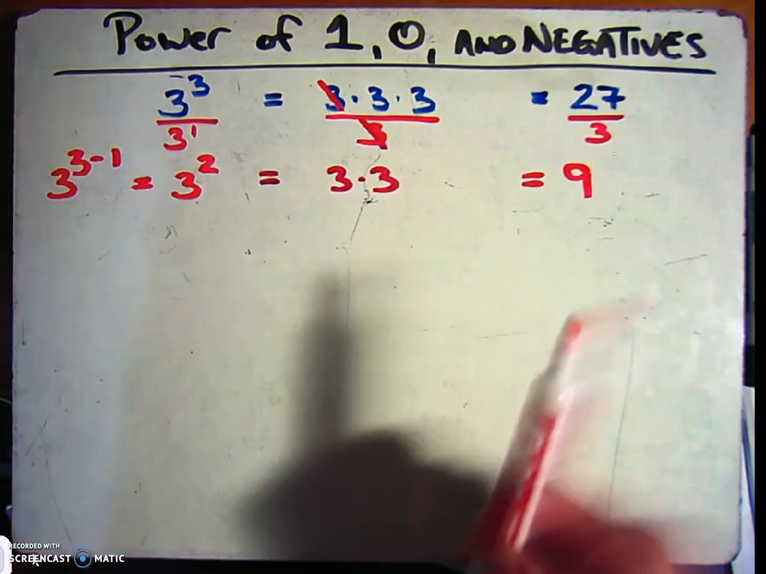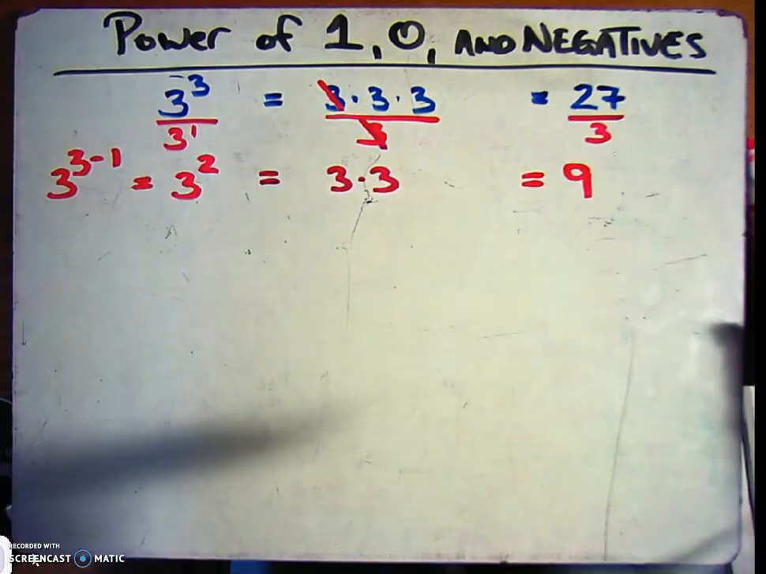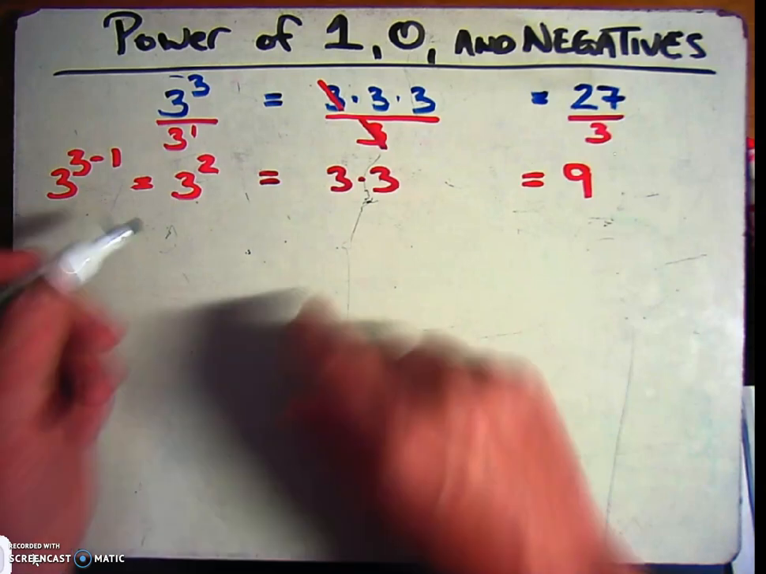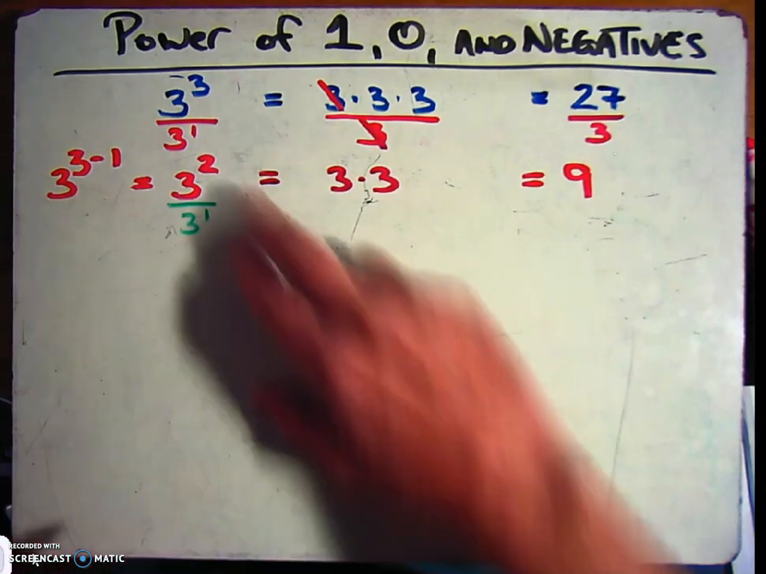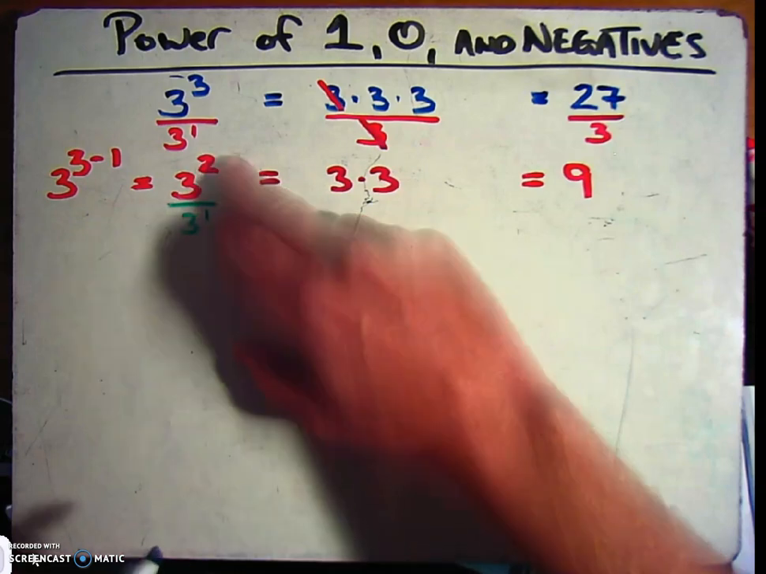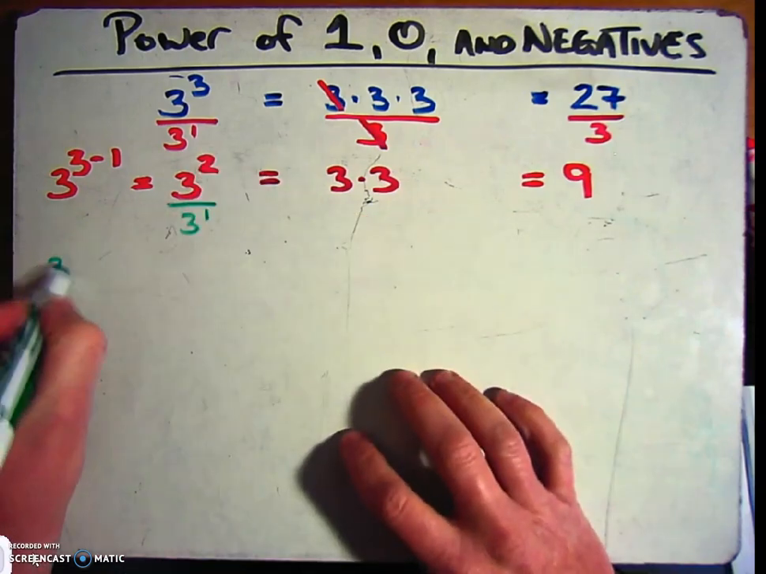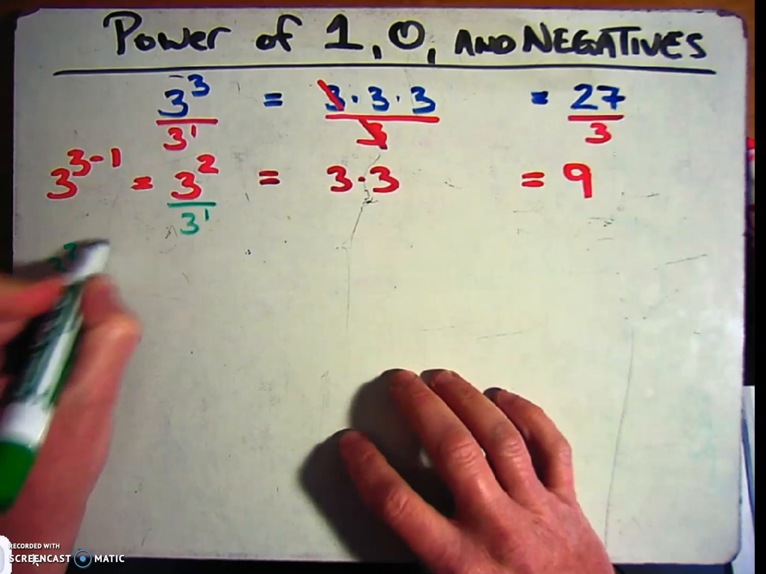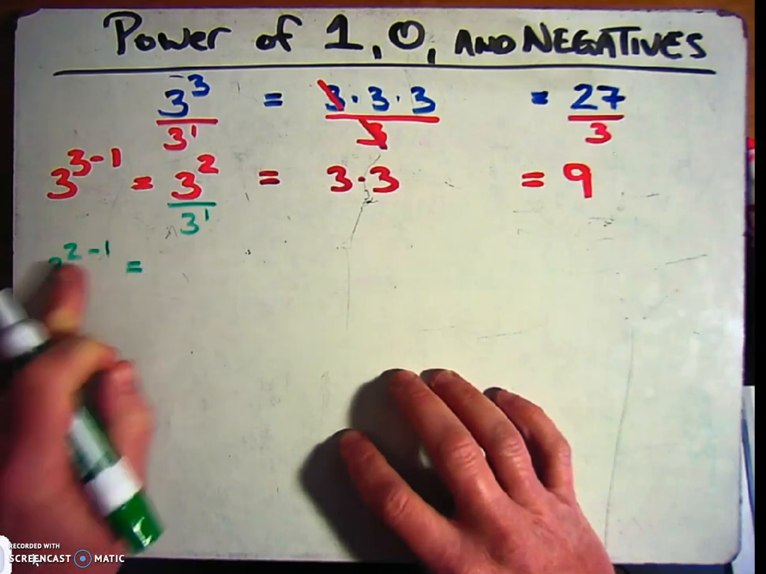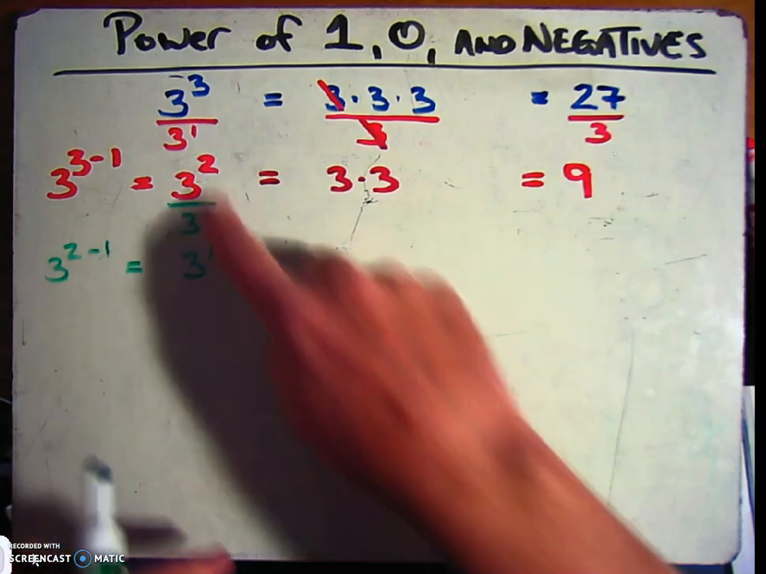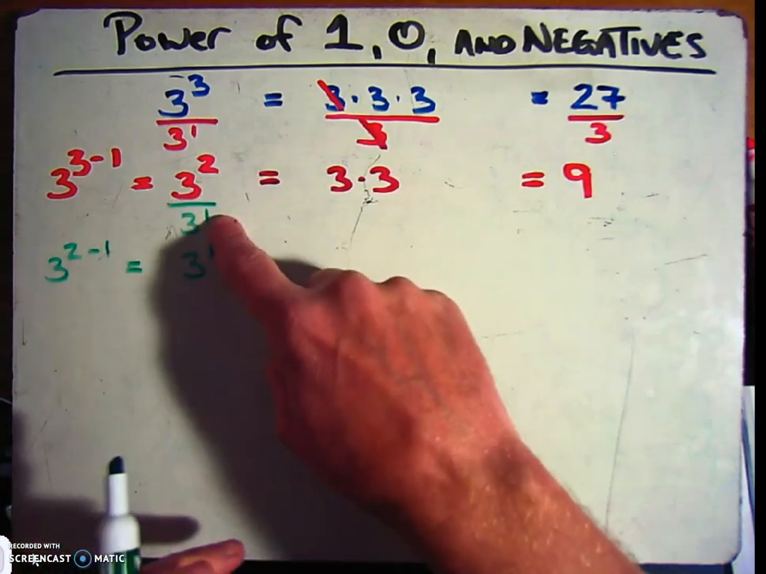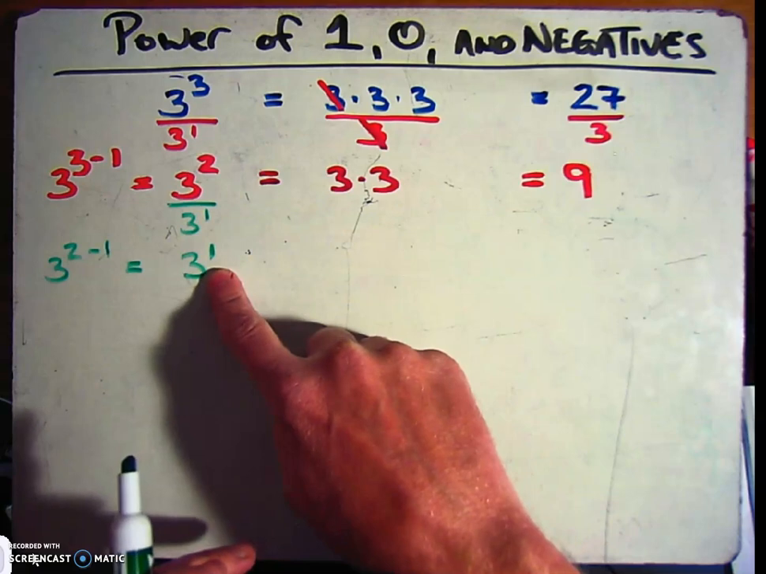Now let's do the same thing. I'm going to take 3 to the second power and divide it by 3 to the first power. Because we have the same base and different exponents, we can say that this is a subtraction of the powers. 2 minus 1 is 1. So 3 squared divided by 3 to the first is equal to 3 to the first.